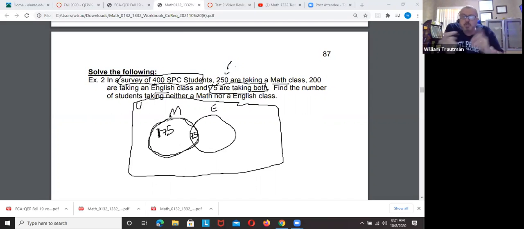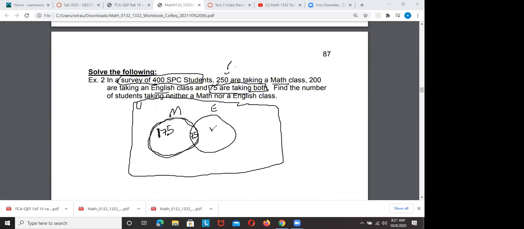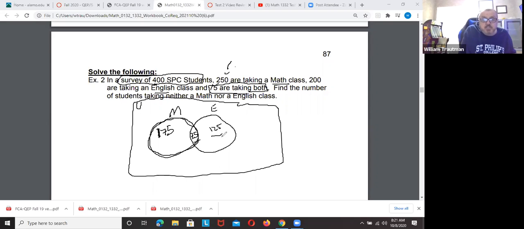Then it says 200 are in English. So what number do I put in the English spot here? 125, because it's 200 minus the 75, which is 125. Do you see now I have 200 in the English and I have 250 in the math. So let's add these three up: 175 plus 125 plus 75. When I put this into my calculator, I get 375.